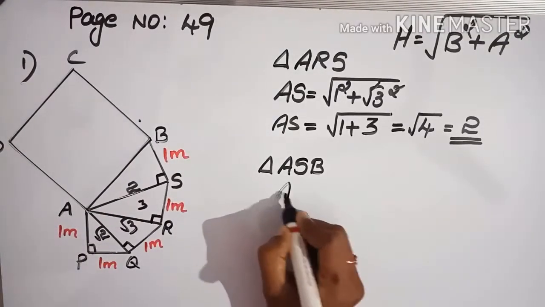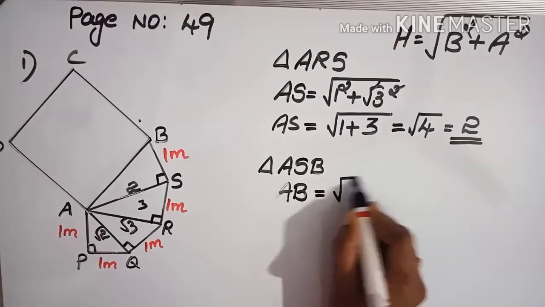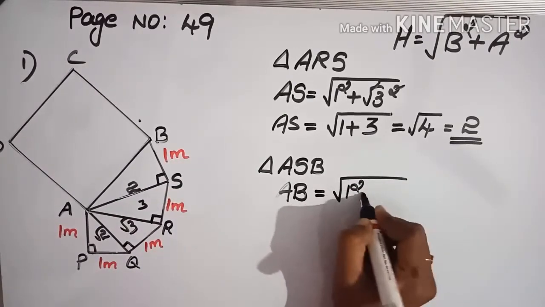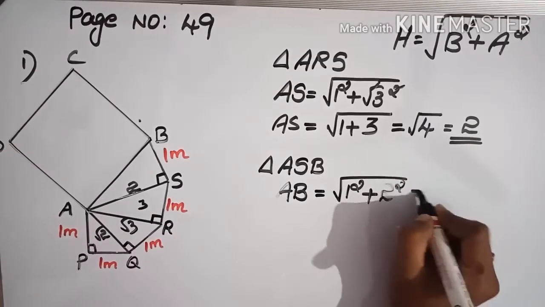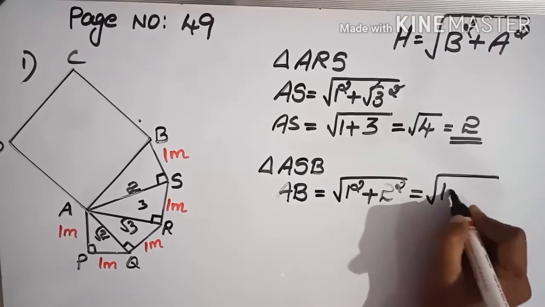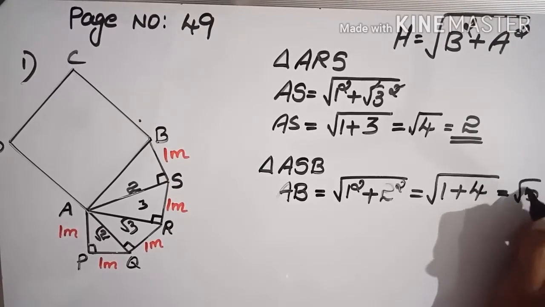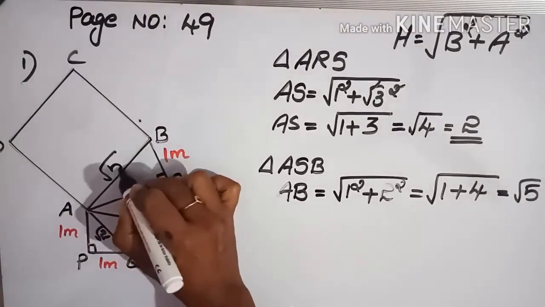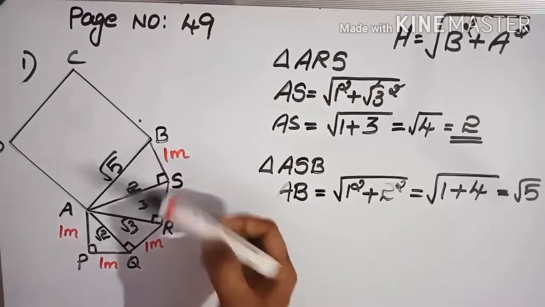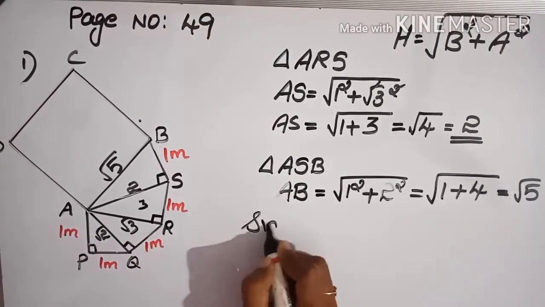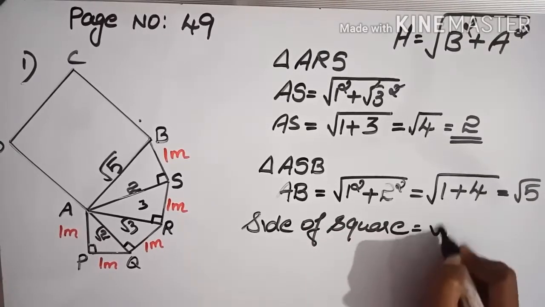Okay, so here AB equal to what? AB equal to root of base square, 1 square, plus altitude is 2 here, so 2 square, that is equal to root of 1 plus 2 square, which is 4. So answer is root 5. So we got root 5 as the hypotenuse of the last right triangle, that is the side of the square ABCD. Side of square is also root 5 meter.